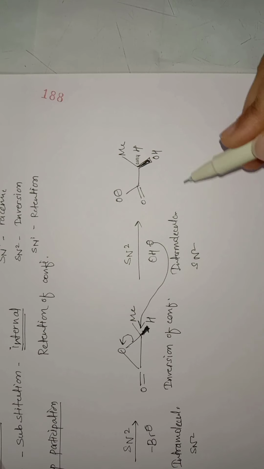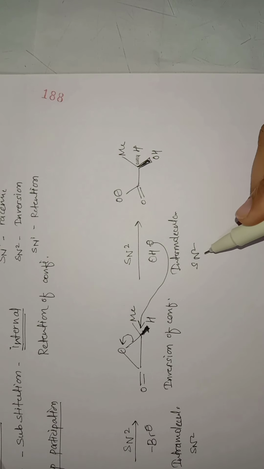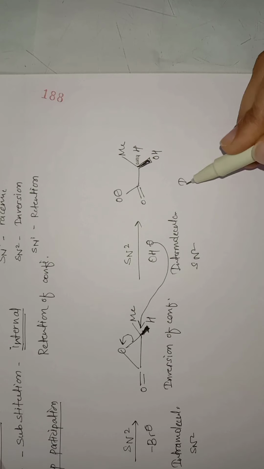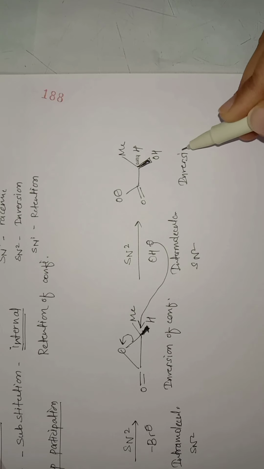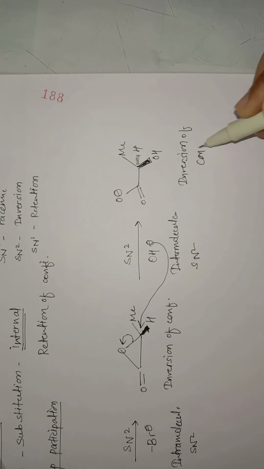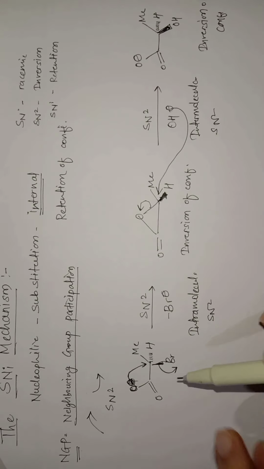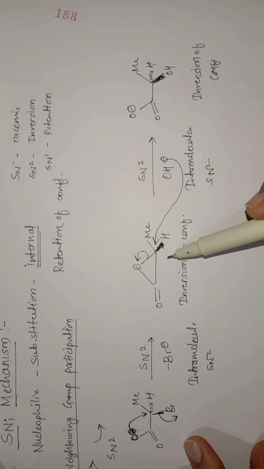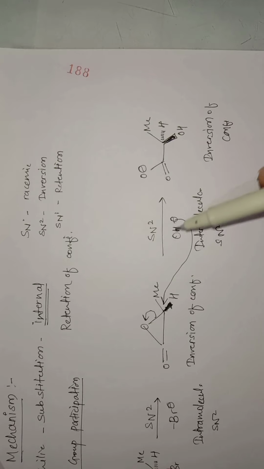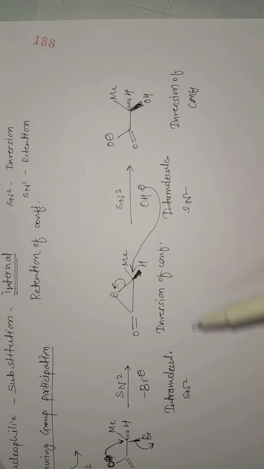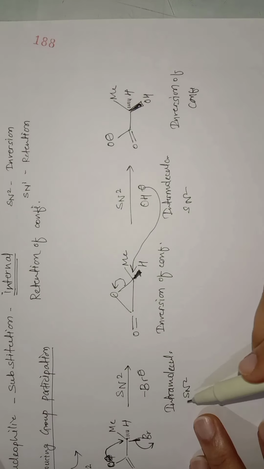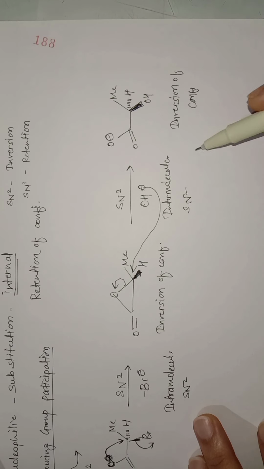Now you can see here is again the second SN2 attack. So after the SN2 attack, again inversion of configuration. So the first SN2 attack will give you inversion of configuration, and the second SN2 attack will give you inversion of configuration. So totally two inversions, and finally you will get retention of configuration.